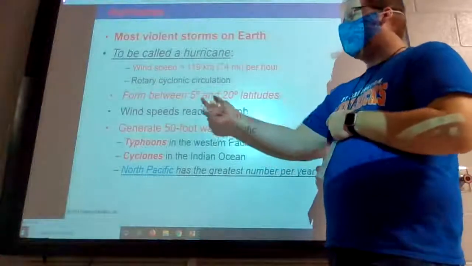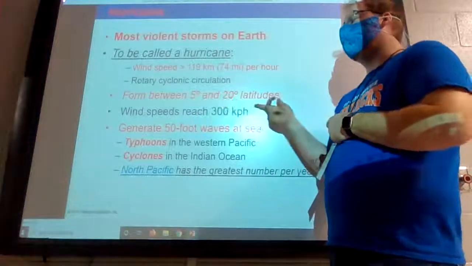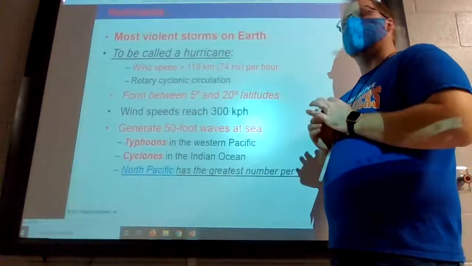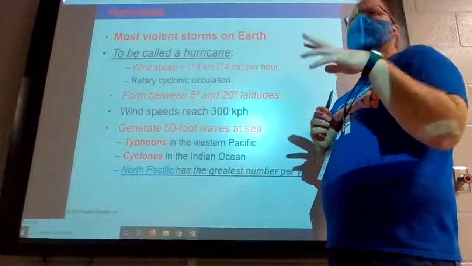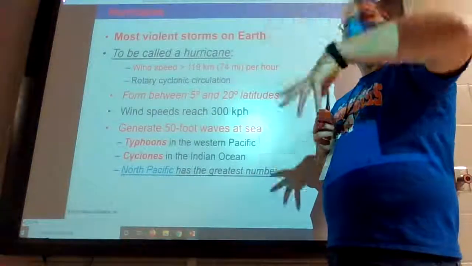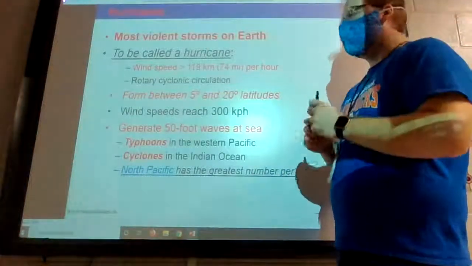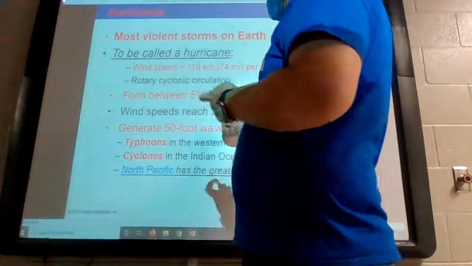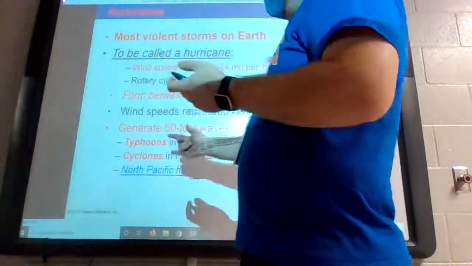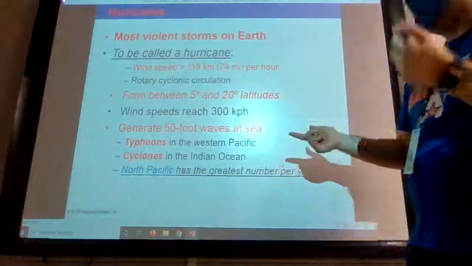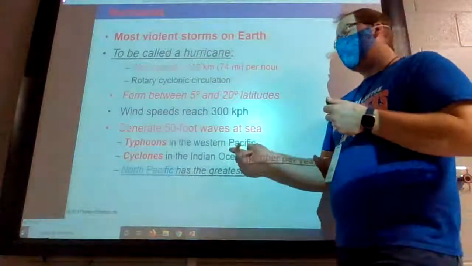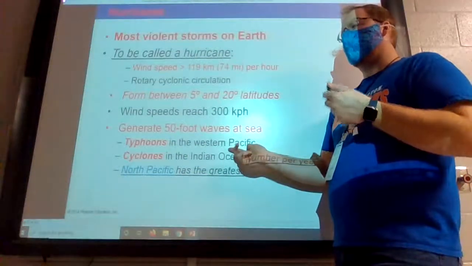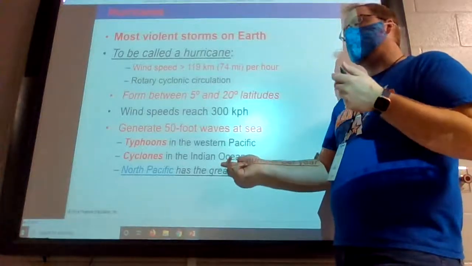They form usually between 5 degrees and 20 degree latitudes. You don't see hurricanes forming up near Canada. They come up from near the equator, not at the equator, but near it. Wind speeds reach a peak of 300 kilometers per hour, generate 50-foot waves at sea. In the western Pacific part of the world, they call them typhoons. In the Indian Ocean, they call them cyclones.